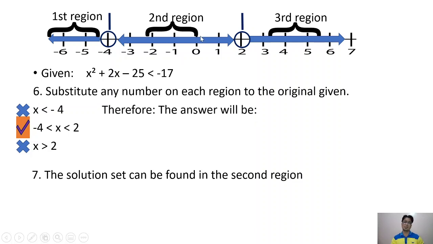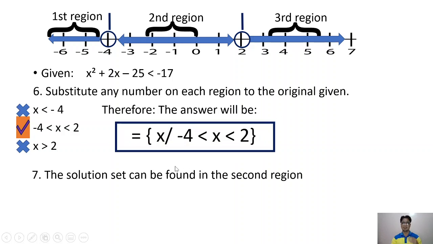Therefore, the answer will be, kung magsasagot po tayo, dapat nakaset din yan. Ito po yung magiging sagot. Paano po yung pagbasa? Is the set, kaya meron tayo ditong braces, is a set of x. Okay po? Set siya ng x, such that x is greater than negative 4 but less than 2.